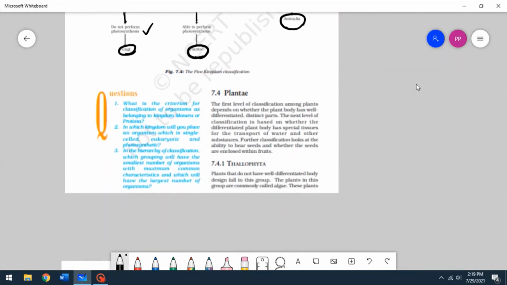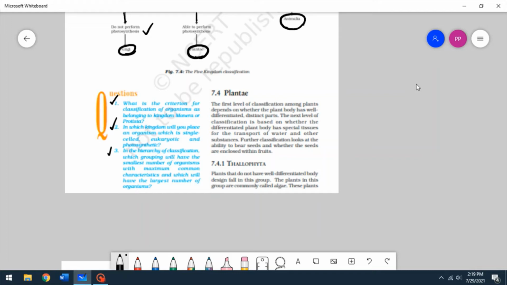And then we have 3 questions that I want you to try on your own. If you are unable to answer them, go back to the part of the video where I explained it. Make sure you understand the concept, come back and answer it, and then let's move on. So Plantae is the first level of classification among plants, and it depends on whether the plant has well differentiated and distinct parts. Alright, so that is the first basis on how we're differentiating among plants.